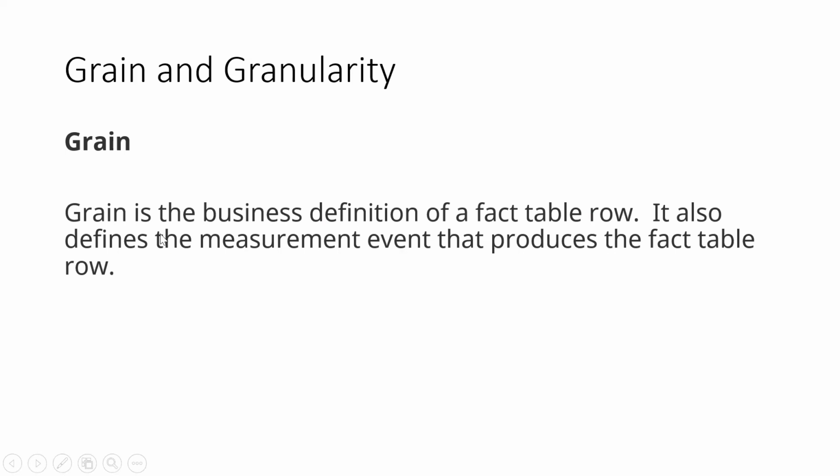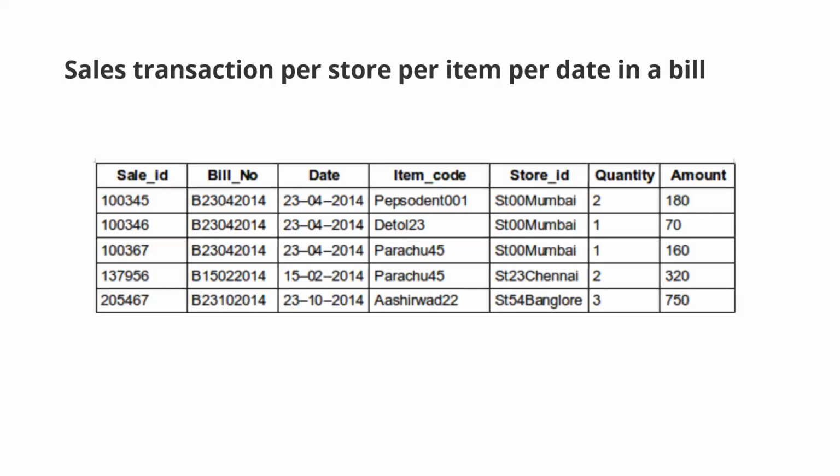So what is grain? Grain is the business definition of the fact table row. If an architect tells you what the fact table's data should be, maybe they will not give you the entire demonstration of a table. Rather, they can say this is the grain and you have to create the fact table. Grain means how a single record can be identified.